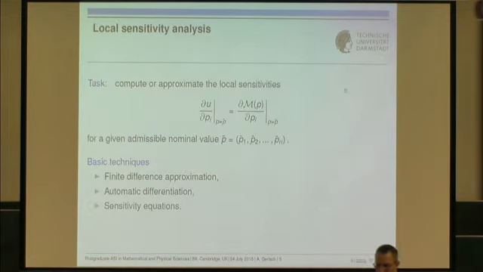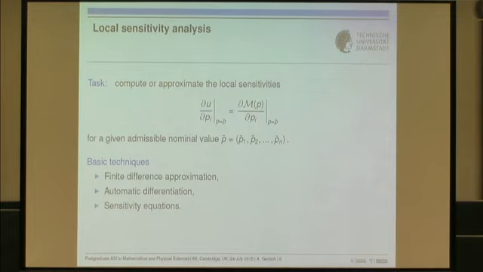Okay. So we start with local sensitivity analysis, which is there to compute or approximate the so-called local sensitivities. We have nominal values p bar of each of the parameters, and the local sensitivity is just the derivative of u with respect to such a parameter, evaluated at this nominal value. That tells you how much u changes if you change that parameter p_i. So you have to differentiate this model M, and there are some basic techniques. There are finite difference approximations, which we will see. There's automatic differentiation, and you can use sensitivity equations.